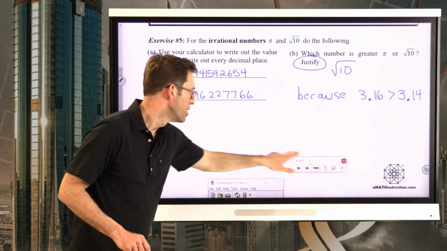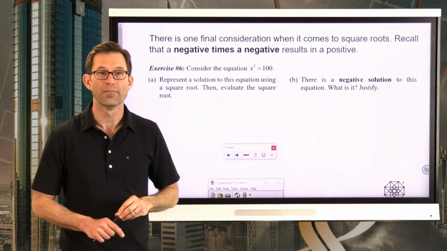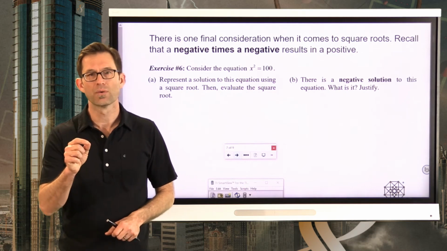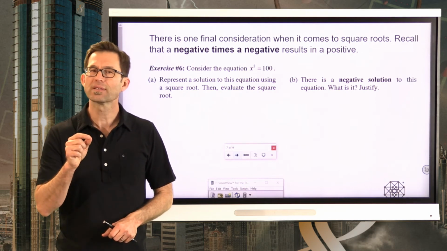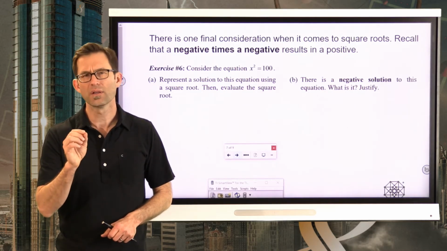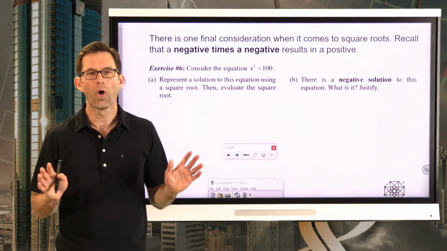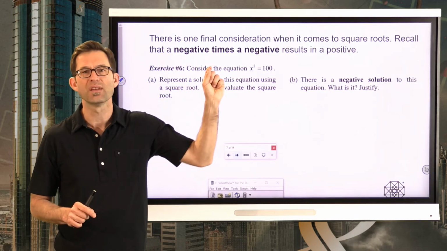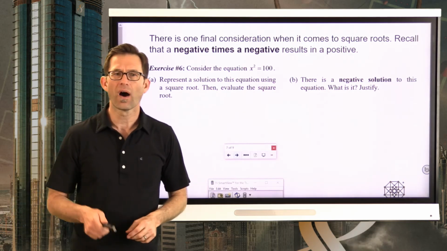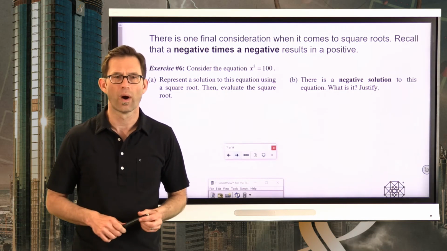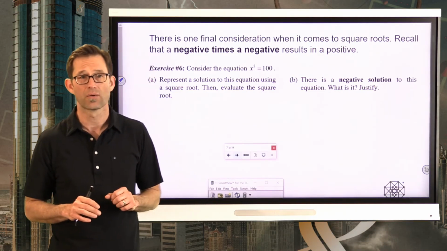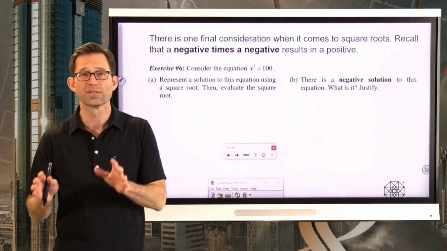So, let's keep going with this idea. Now, there's one final consideration that comes with square roots, all right? And this can lead to a lot of confusion for future courses, okay? So let's talk about this a little bit. It's all based on the fact that a negative times a negative results in a positive. Now you know that, right? So -5 times -4 is +20, or -2 times -8 is +16, right? A negative times a negative is a positive.